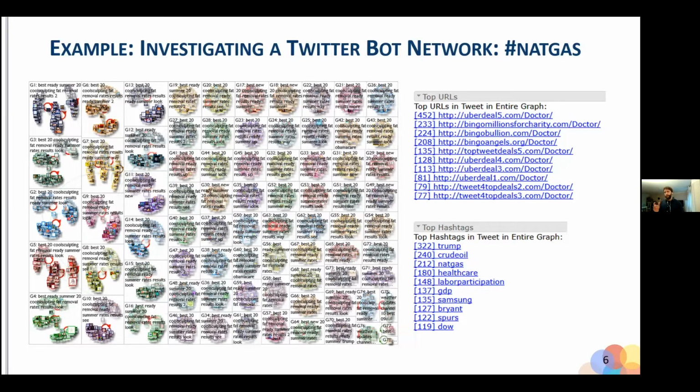And when we run NodeXL, we can also analyze the contents. So what has been shared, what URLs have been shared, what hashtags have been shared. And while looking at this, you see a lot of bogus websites that were in these tweets. And also they were using several hashtags around Trump, natural gas, crude oil, but also some topics that really don't make much sense, but that's how spammers use tweets. They use trending hashtags to promote their content.